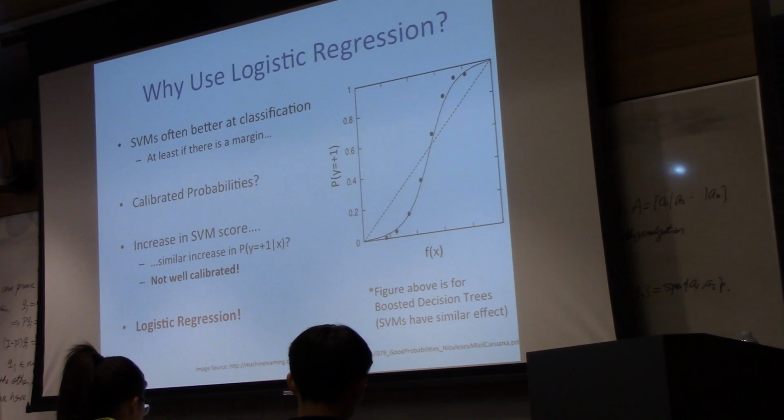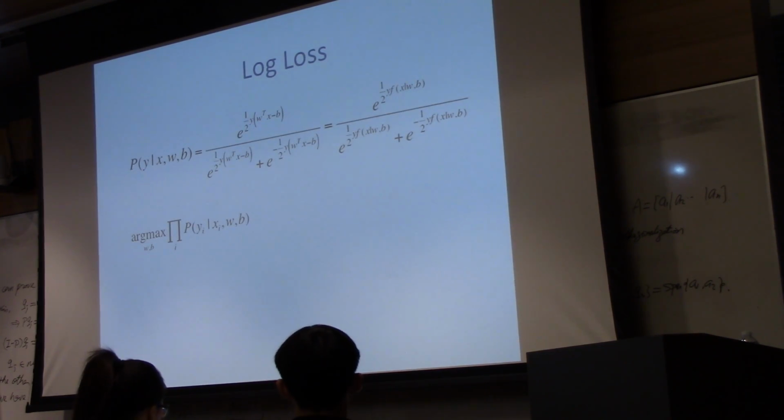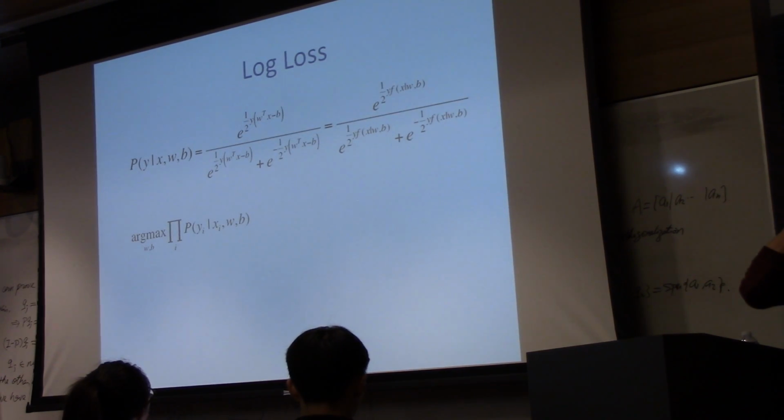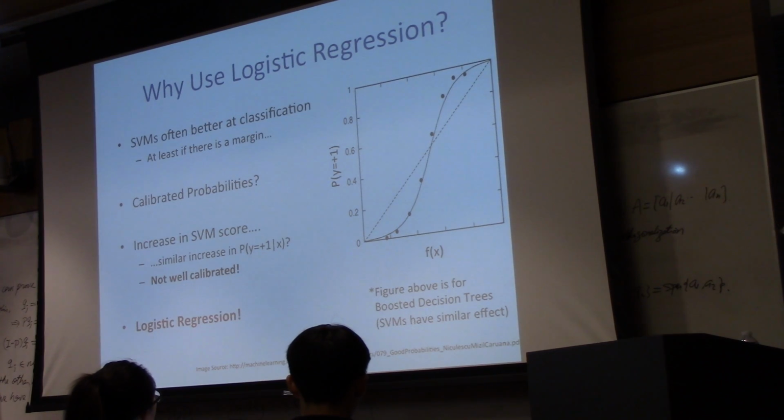And of course, we could also just train a logistic regression on the actual raw features and not on the output of an SVM. That also works. Okay, so what is the loss function? Oh, by the way, does anyone have any questions on this slide?